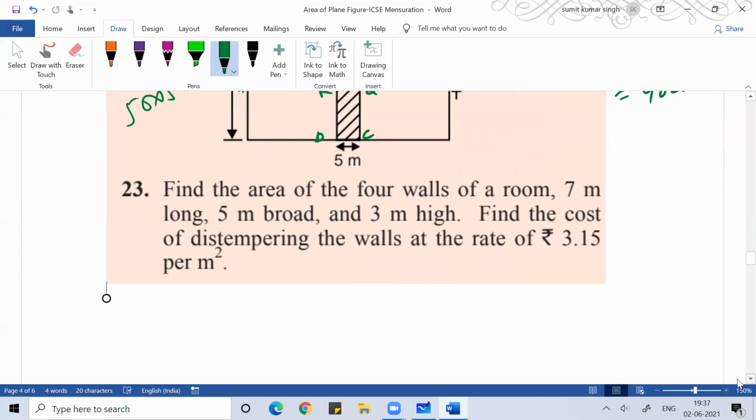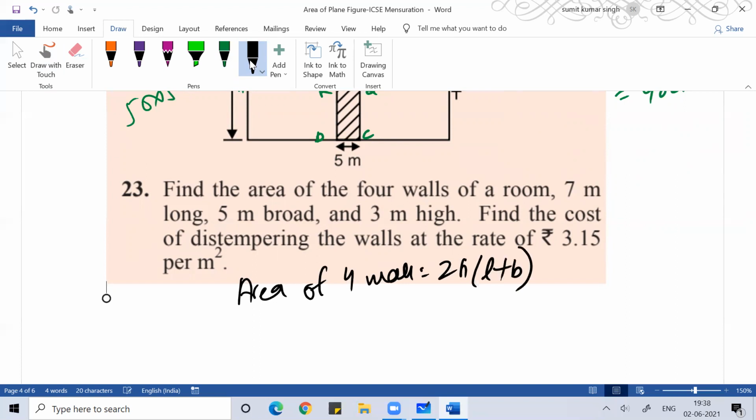What is the formula for the area of four walls of a room? That's the lateral surface area. The formula is 2H into L plus B. If you call this the lateral surface area, 2 into 3 and 7 plus 5, which is 12. So 2H(L plus B) gives 72 meters square, the area of the four walls. Yes, sir, 72 meters square.